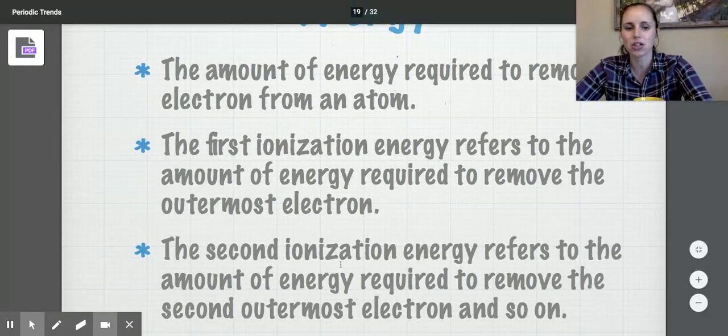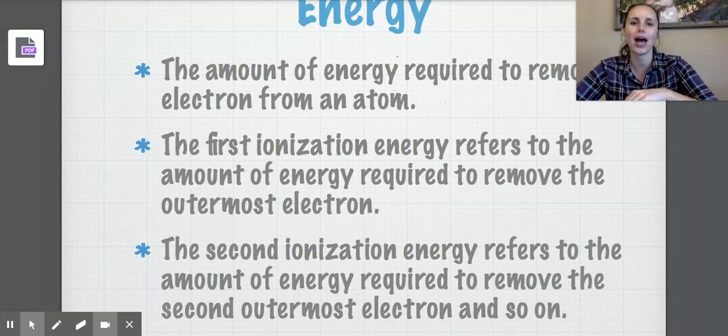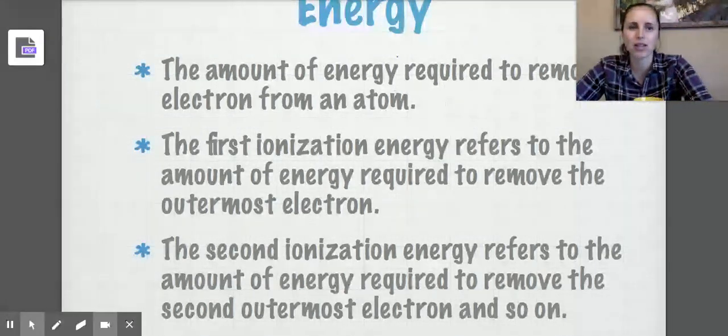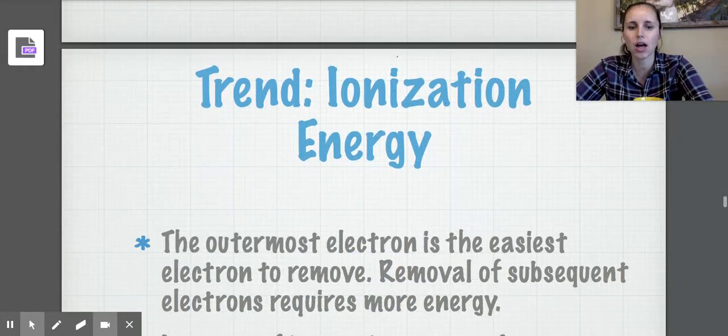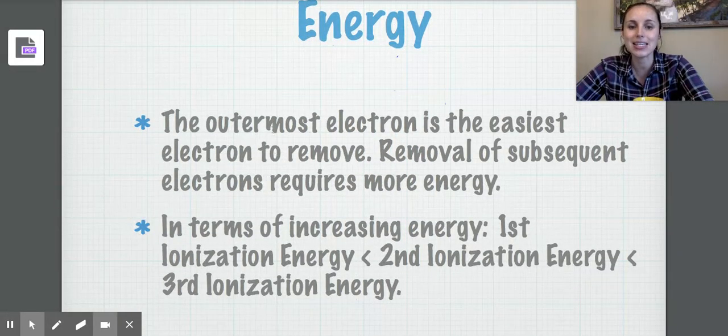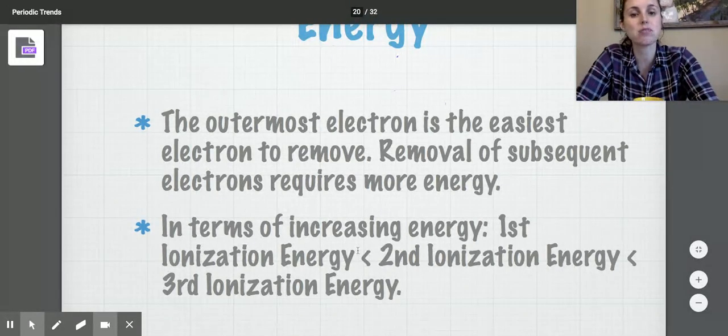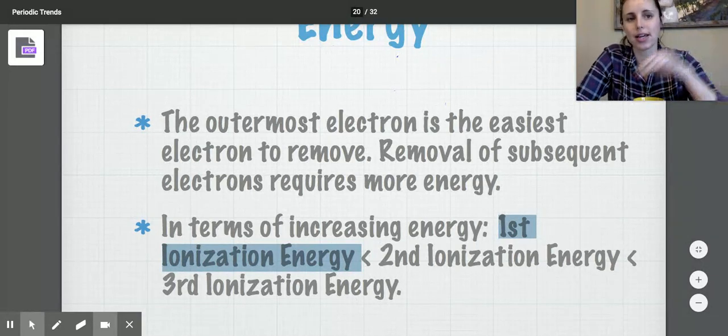Second ionization energy is the amount of energy required to remove the second outermost electron. So let's say I've removed one electron and I want to now remove that second electron. That's going to be my second ionization energy. My third ionization energy is going to be if I want to remove a third electron, and so on and so forth. So the outermost electron is the easiest electron to remove. Removal of subsequent electrons requires more energy. So what that means is that the smallest ionization energy is going to be my first ionization energy. My first electron is my easiest to remove.